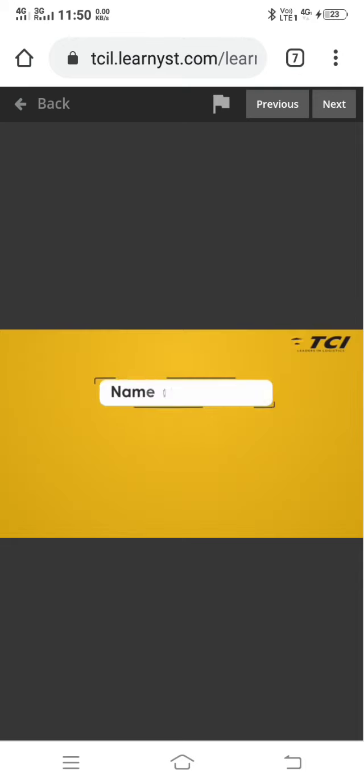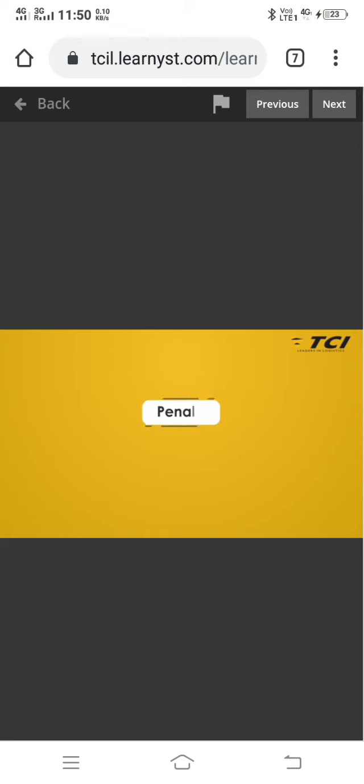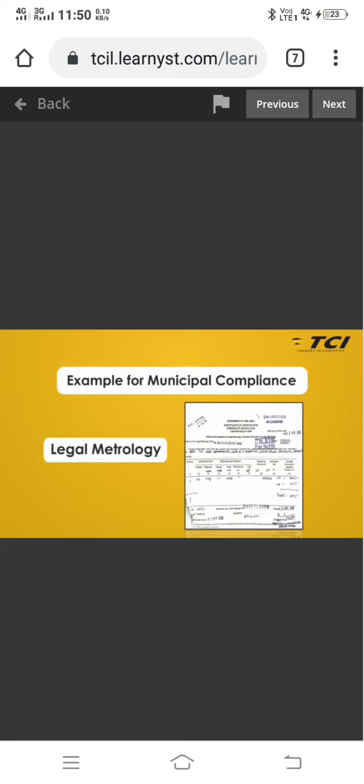Another important act is the Legal Metrology Act. Under the Legal Metrology Act, verification and calibration of weight machines at office premises is a must. The penalty includes fine or fine with imprisonment for a term which may extend to 6 months. Here is an example of the legal metrology license.